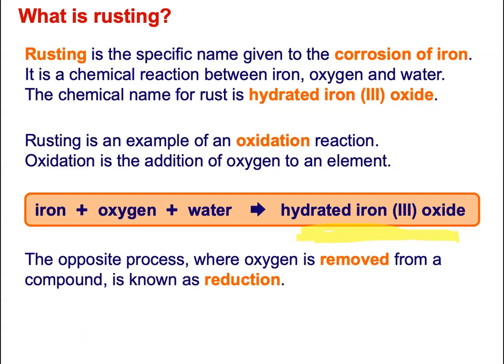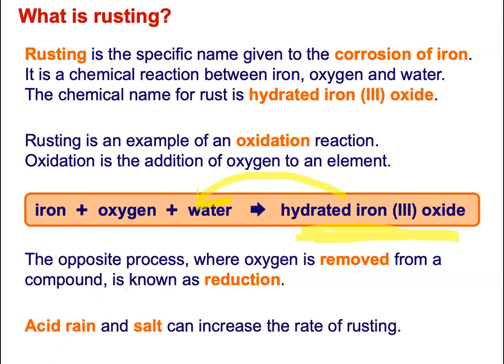The opposite process, where oxygen is removed from a compound, is known as reduction. So the reverse of this reaction would be reduction. Acid rain and salt can increase the rate of rusting. And that's it for that topic of oxidation and reduction. Thank you.